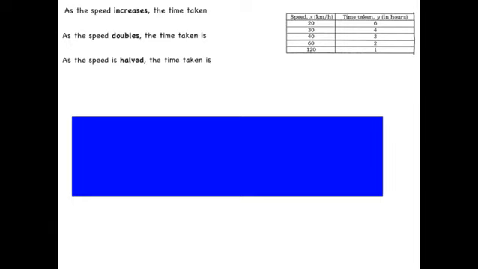Let's take a look at another type of variation that we could be dealing with. This time we're taking a look at speed and the time it takes for us to get somewhere. Obviously the faster we go, the less time it's going to take us to get to a particular destination. So as our speed increases, what is happening to our time? It looks like it is decreasing.